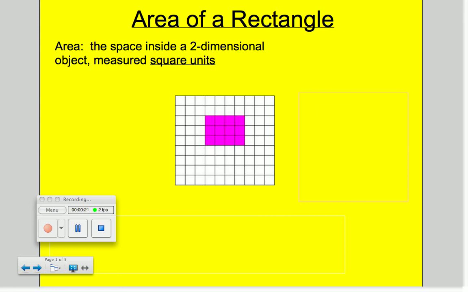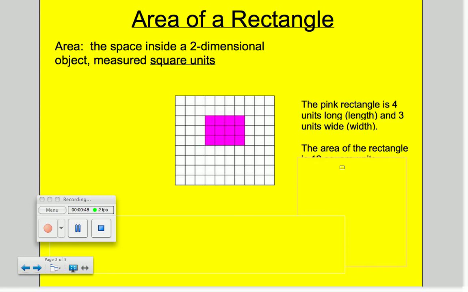So if we look at the pink rectangle in there, we can count 1, 2, 3, 4, 5, 6, 7, 8, 9, 10, 11, 12 square units have been shaded in. Okay, and if we look at the length, it's 4 units long, and the width of this rectangle is 3 units. The area of this rectangle, as I already said, is 12 square units.